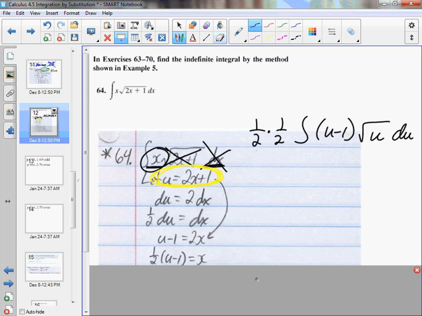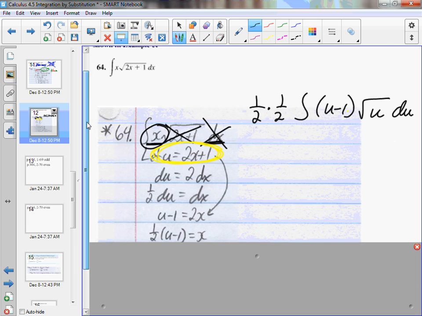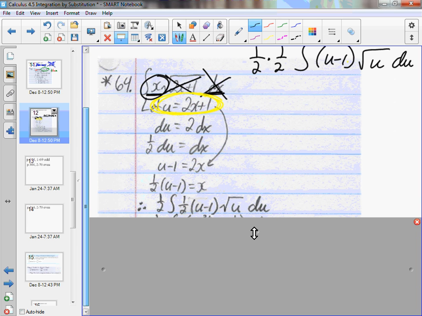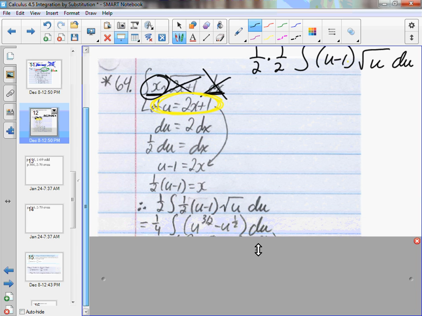If I distribute u to the 1/2 times u and u to the 1/2 times -1, this is actually not a polynomial because it's got an exponent of 1/2. But it's a function we can actually take the integral of one term at a time. So we've got this. Let's multiply the 1/2s together and get 1/4. And then distribute that square root of u. Distribute that u to the 1/2.